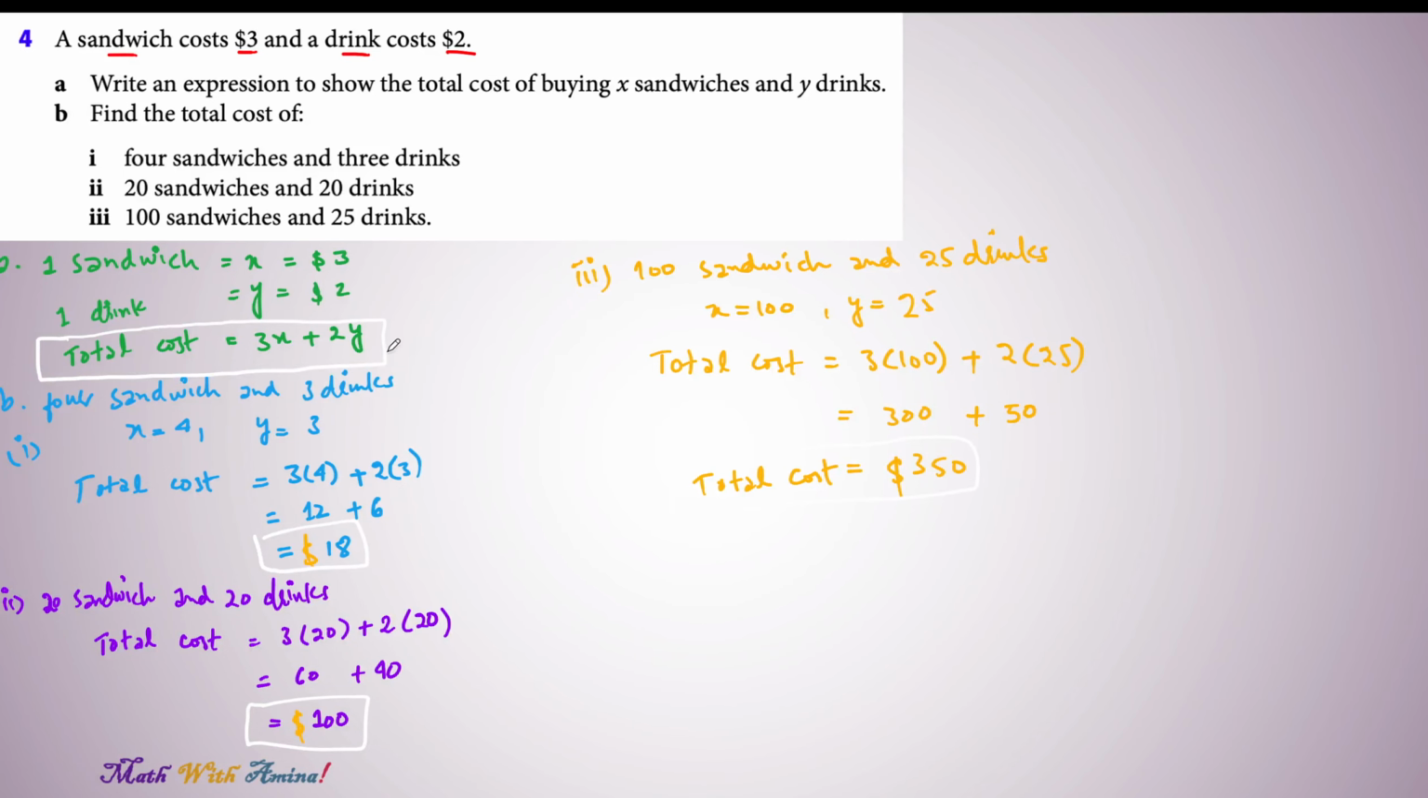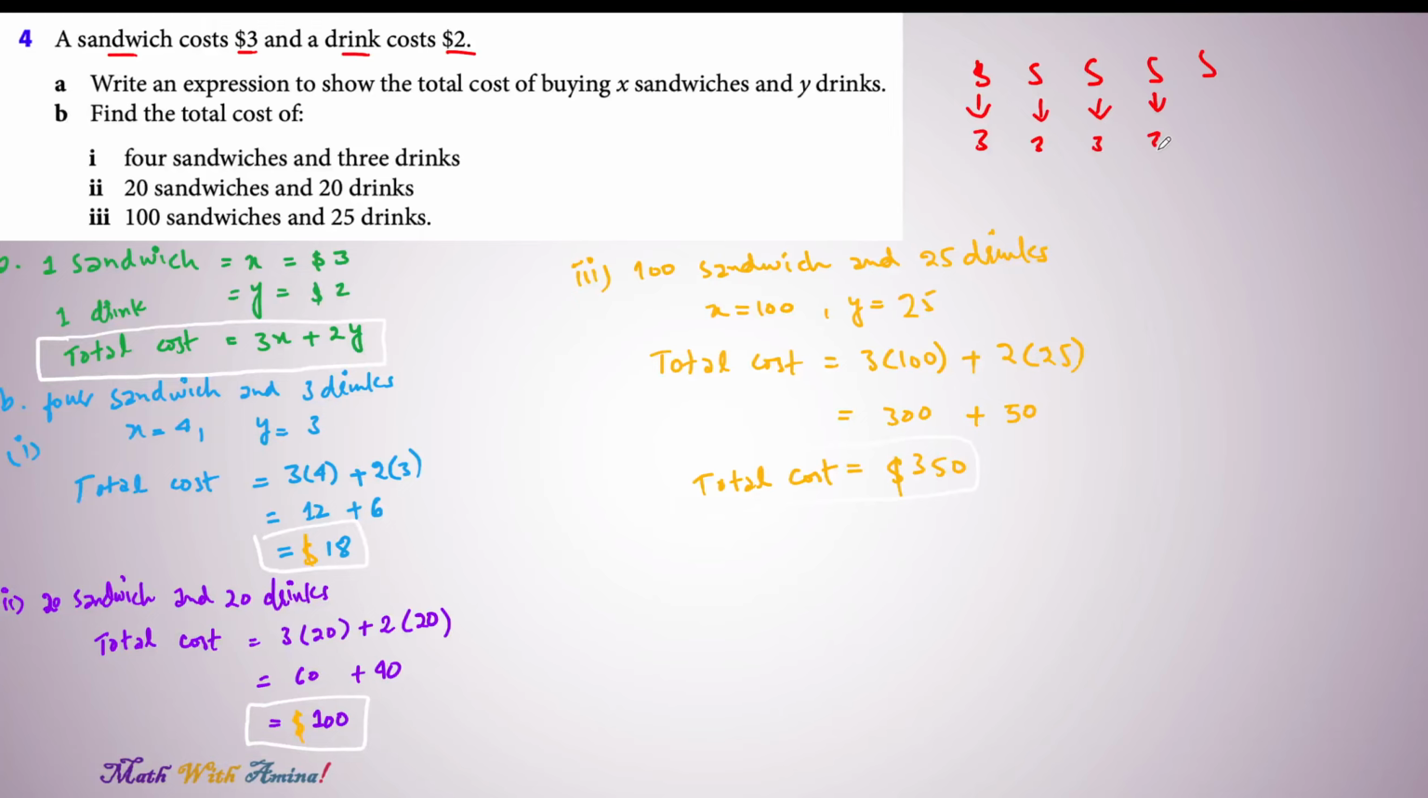Now this is a general equation we can utilize when finding the total cost of the different number of sandwiches and drinks taken. So in here 3x means per sandwich we will have to spend $3. Let's say we get 5 sandwiches, so one sandwich, 2, 3, 4, 5, and each one of them costs $3.